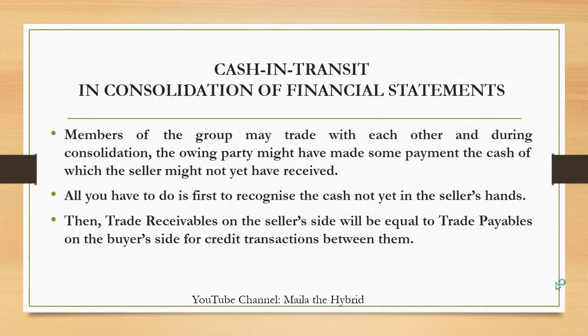For the first case, just recording cash and reducing receivables is just on the separate financial statements. But when it comes to consolidation, you also have to eliminate the intragroup receivables and payables. So all we have to do is two double entries. The first one is to recognize cash not yet in the seller's hands, and then to eliminate the receivables and payables. And we are done.